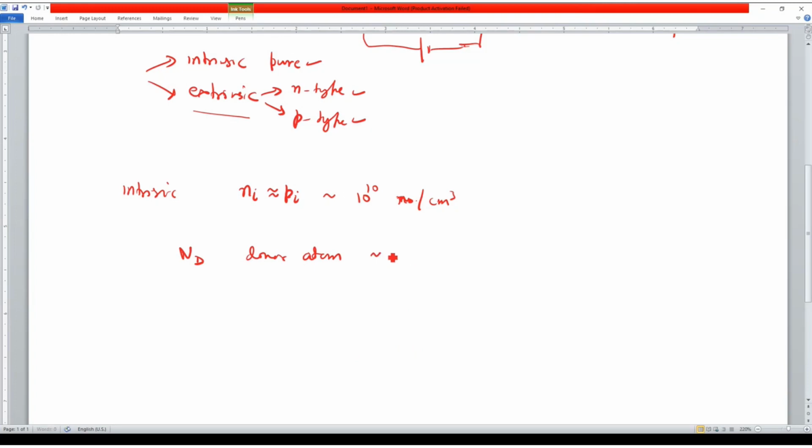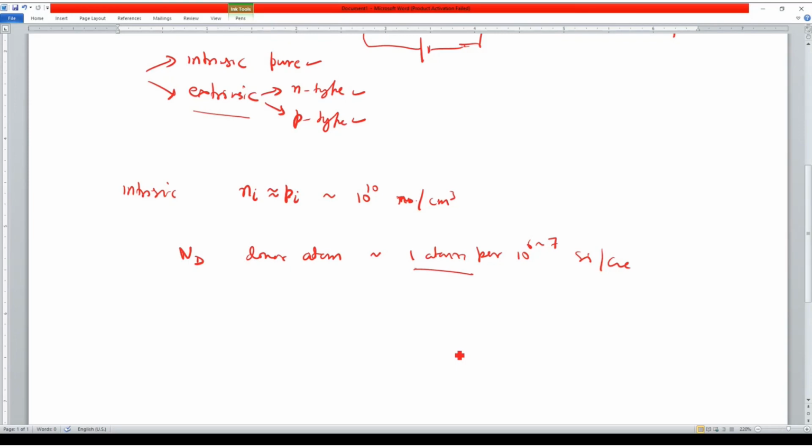The number which we feed, meaning how many donor atoms we put into the silicon, which is intrinsic silicon, will be roughly 1 atom per 10 to the power of 6 or 7 silicon atoms, or germanium atoms also. So we add this little, this is m. So this is 1 atom per 10 lakh or lakh silicon atoms, which is a very small number, but this number will give you a good amount of conduction.